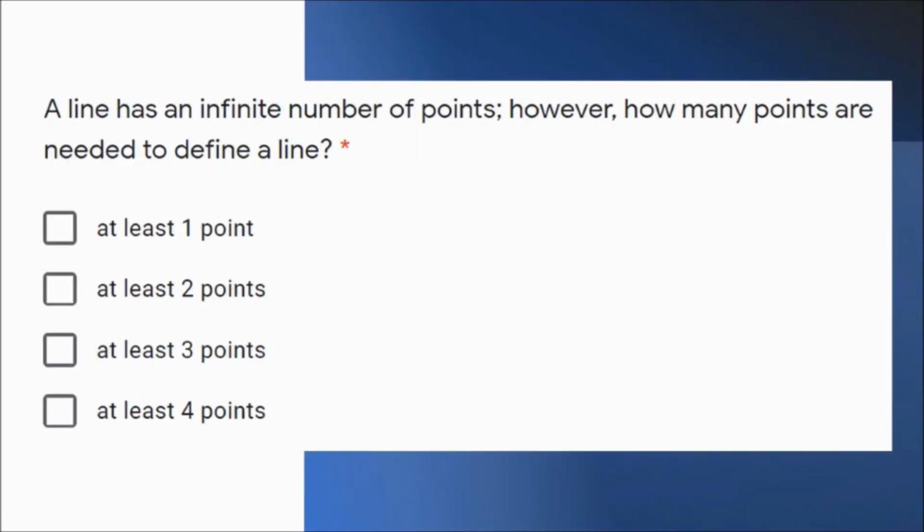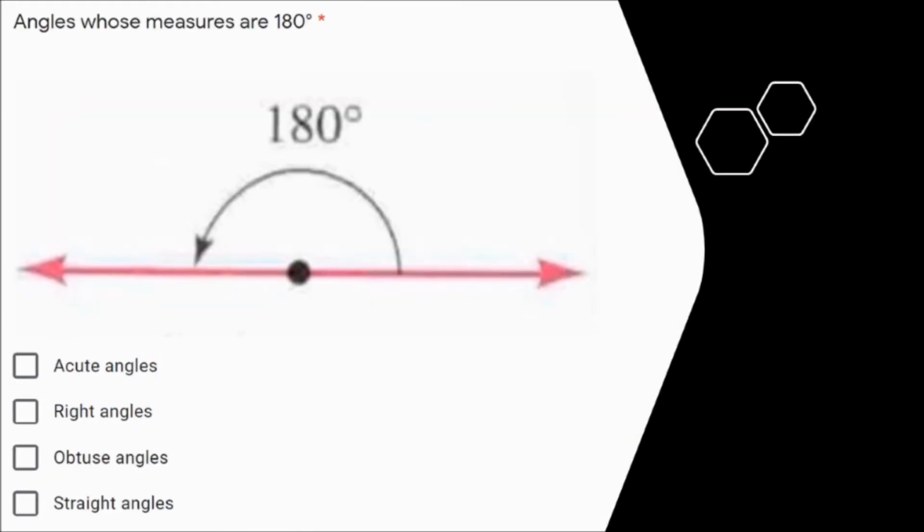A line has an infinite number of points. However, how many points are needed to define a line? At least 1 point, 2 points, at least 3 points, at least 4 points. Angles whose measures are 180 degrees are said to be acute angles, right angles, obtuse angles, or straight angles.